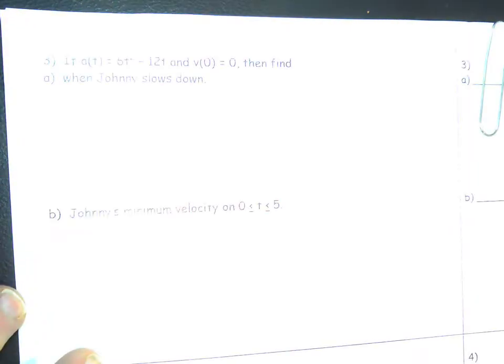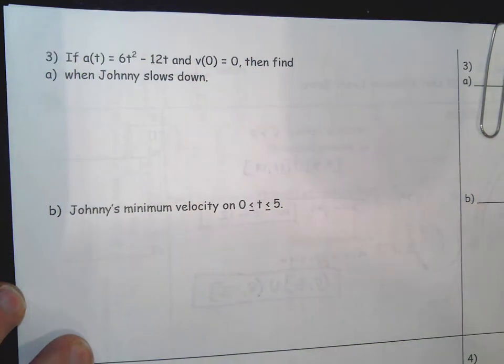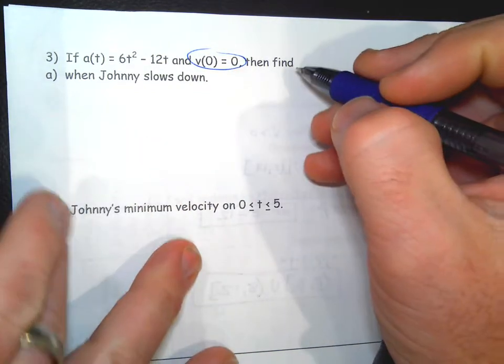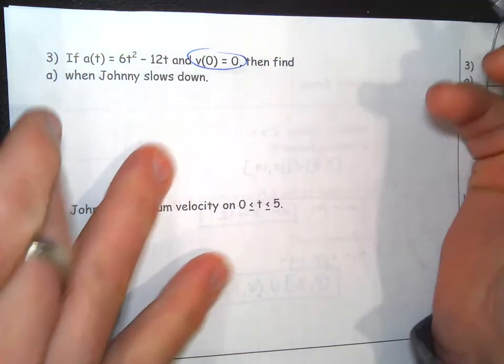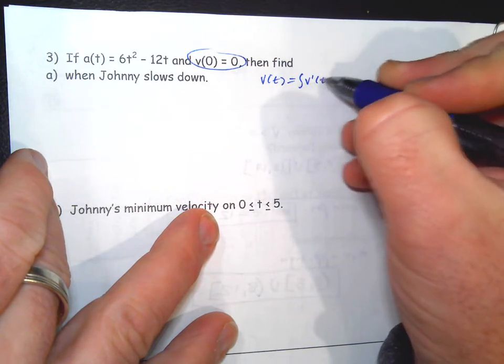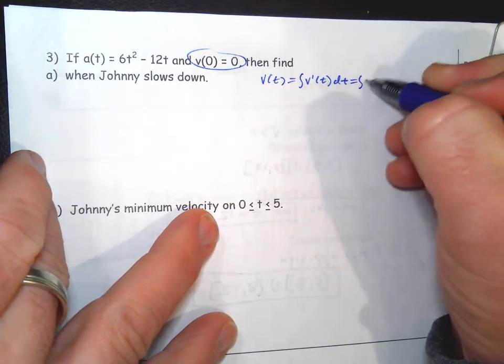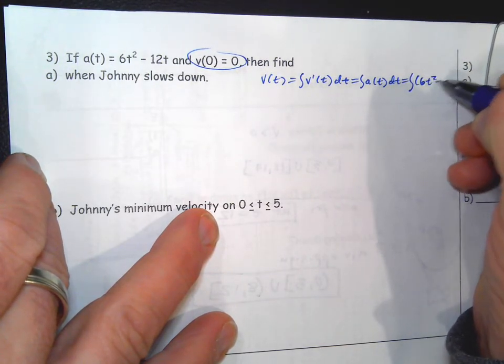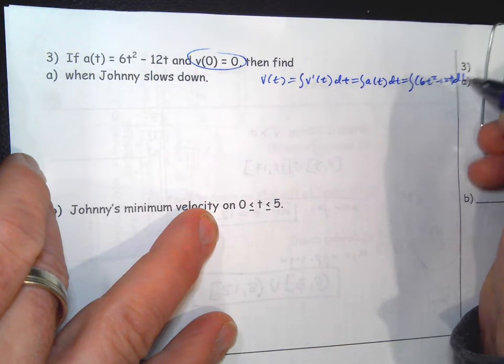Okay, next page, back page. Okay, so we have acceleration and we have initial velocity. So we should probably go ahead and try and find the velocity equation. So velocity is going to be the integral of v prime, which is going to be the integral of a, which is going to be the integral of 6t squared minus 12t dt.